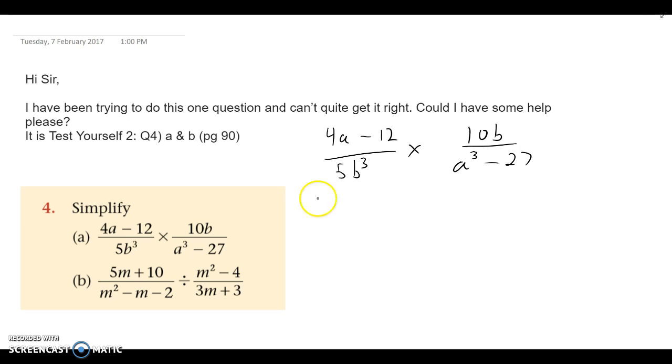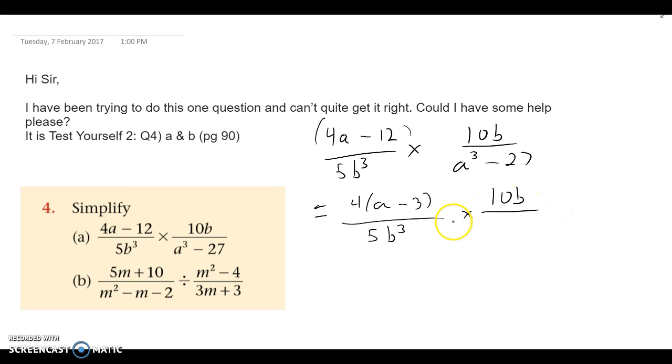But before we do that, I'm going to do some factoring as well, because if I factor some of these terms, then it'll help me to realize some other common factors. Like the 4a minus 12 here, I'm going to factor the 4 out. That would become 4 times (a minus 3). And then I'm just rewriting the bottom. I haven't changed anything. And now the top there, I'm not changing. Now a cubed minus 27.